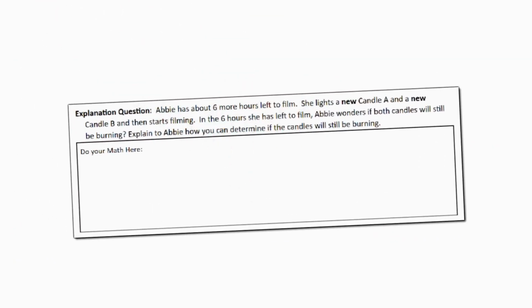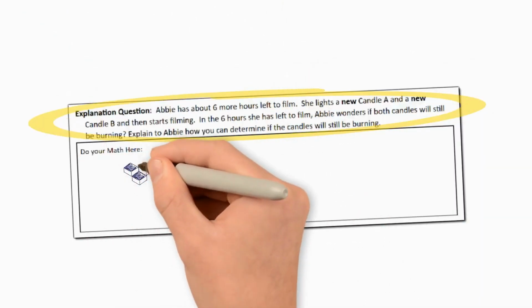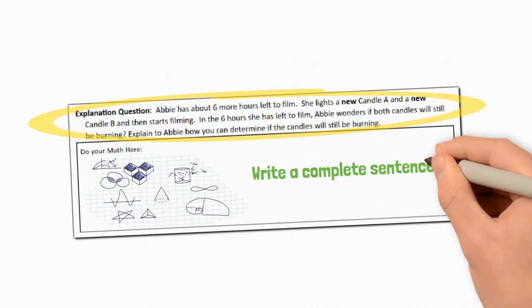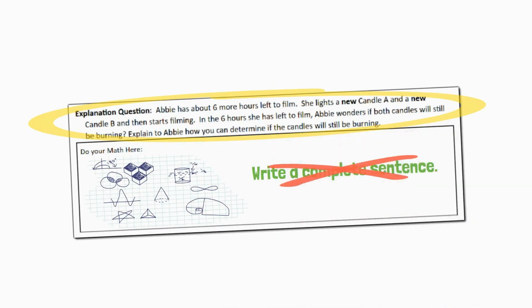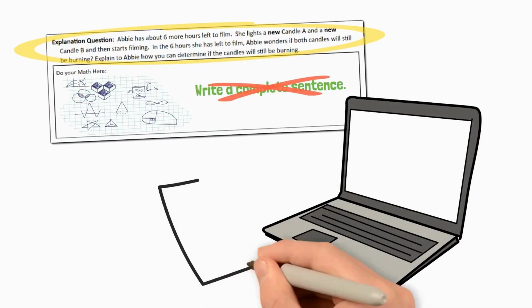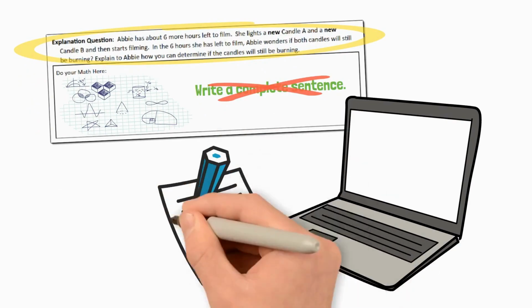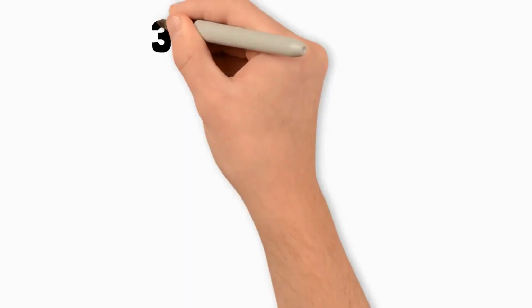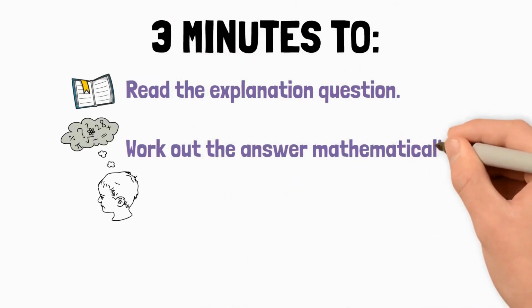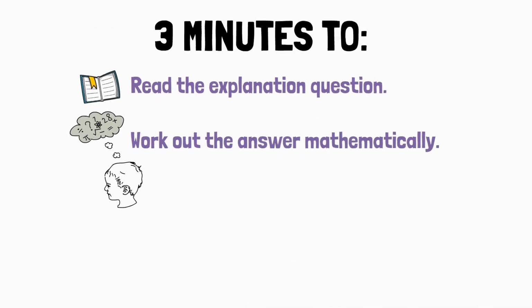Now, you're about ready to start working on the explanation question. In just a moment, I'm going to give you 3 minutes to read the explanation question and work out the answer using the space in the section labeled Do Math Here. Don't worry about writing sentences yet. This space is just your scratch paper. In fact, on the actual test, you will actually be using scratch paper to figure out these kinds of calculations. Okay, are you ready? Remember, you're going to read the explanation question and work out the answer mathematically. Okay, you've got 3 minutes. Go.